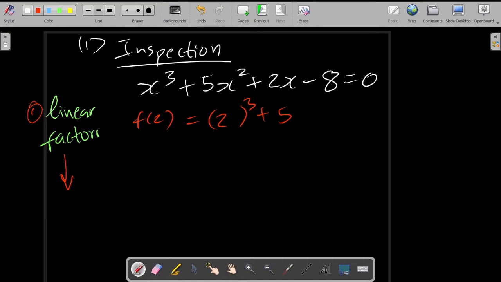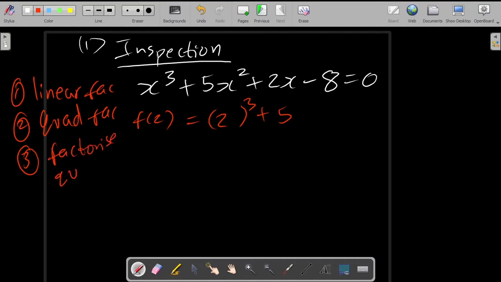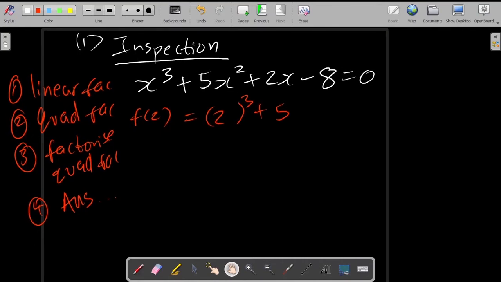So let's write that down actually. So 1, find the linear factor. 2, find the quadratic factor. And then 3, factorize the quadratic factor. And finally, you basically have your answer, right? So let's follow these steps and see where we get to.